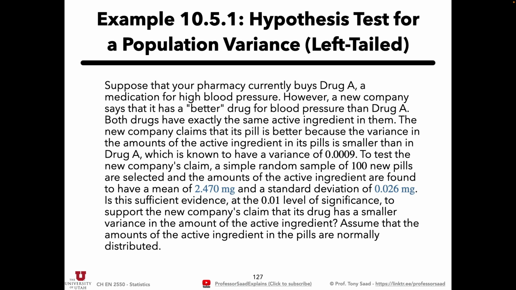So to test the new company's claim, a simple random sample of 100 new pills are selected, and the amounts of the active ingredients are found to have a mean of 2.47 milligrams and a standard deviation of 0.026 milligrams. Is this sufficient evidence at the 1% level of significance to support the new company's claim that its drug has a smaller variance and therefore is better in the amount of active ingredient?